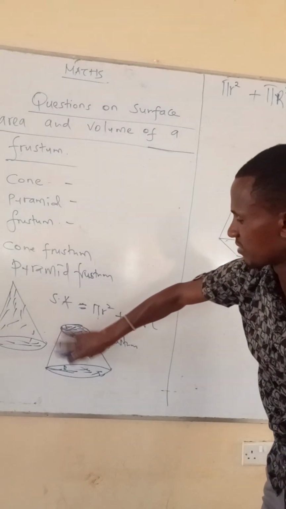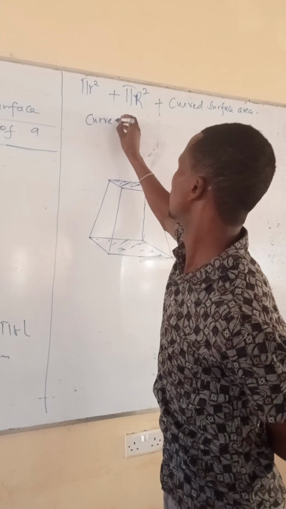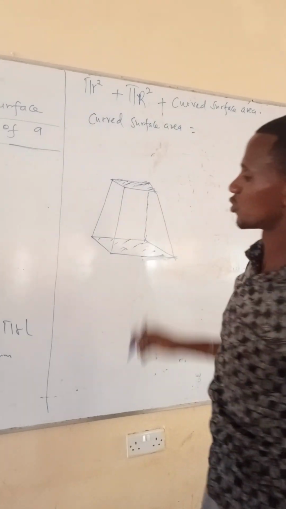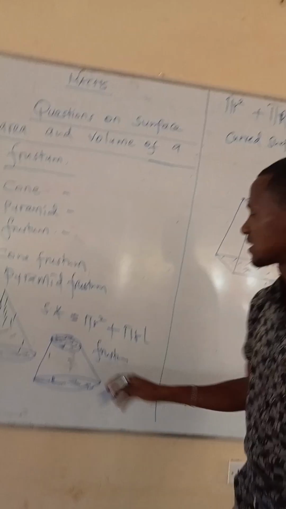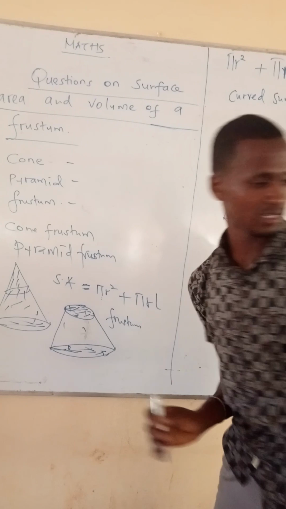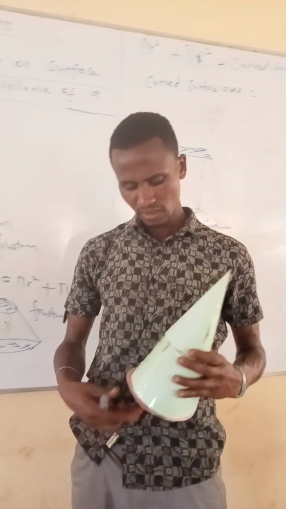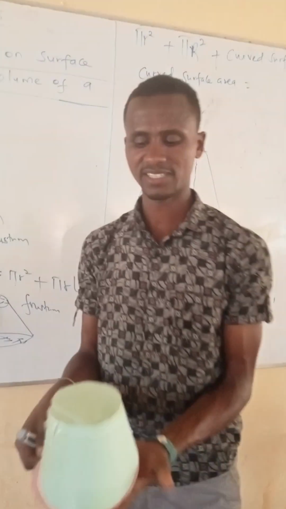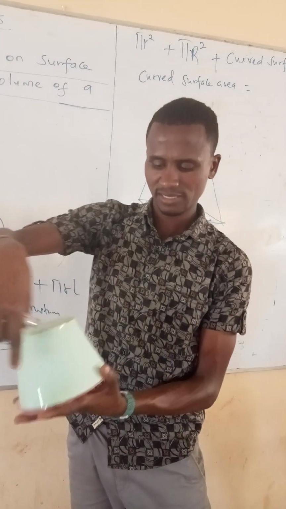So how do we get the curved surface area? The curved surface area will be the curved surface area of the bigger cone minus the curved surface area of the removed cone. If this is your frustum, you can see that it has how many surfaces? 3 surfaces. That is this one, the top one, this other one, and also this, the curved surface.